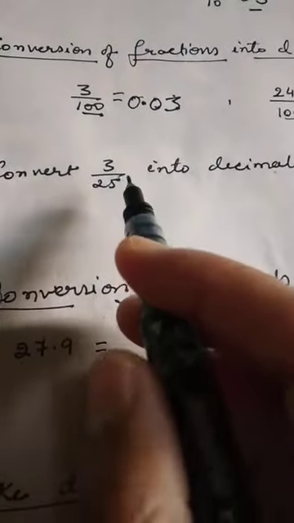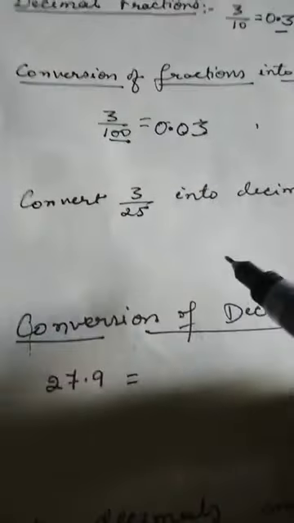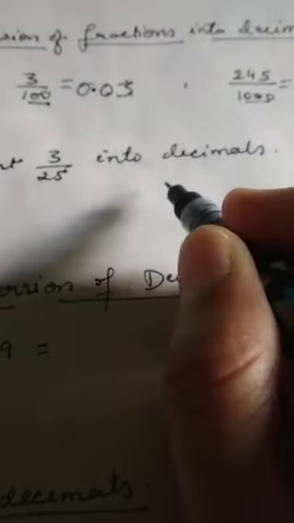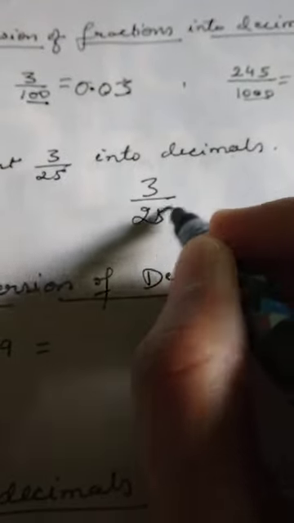Now, there is one more number, 3 by 25. This is also a fractional number. You can change this into a decimal number. There are two methods to change. Let us understand. Suppose 3 by 25.